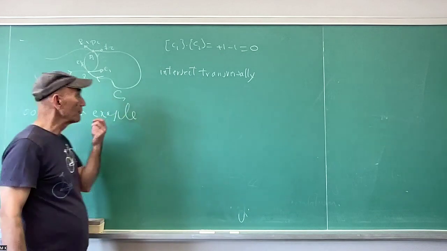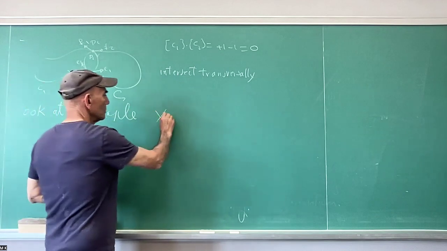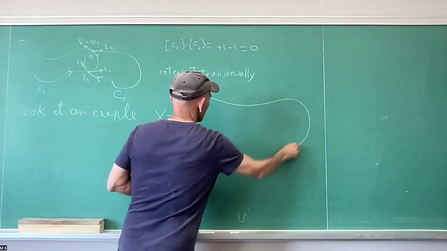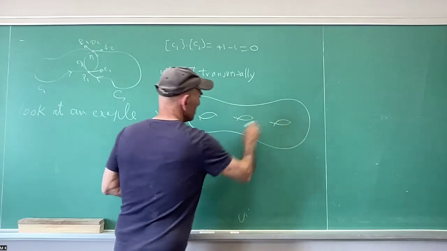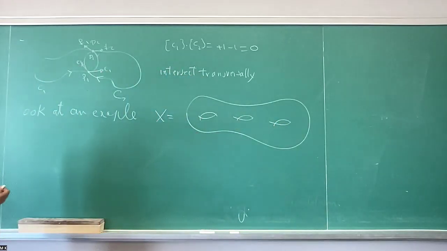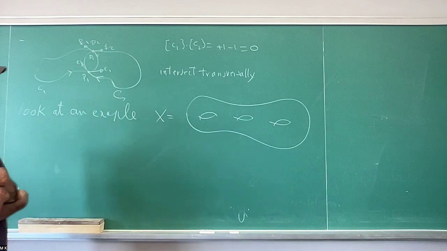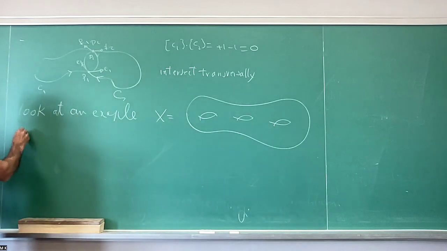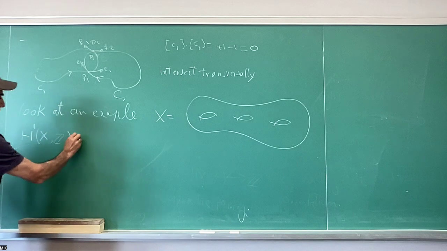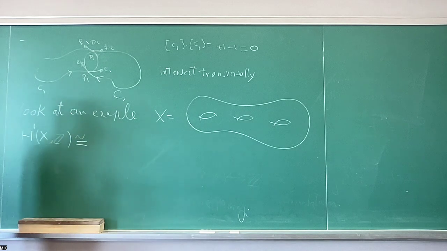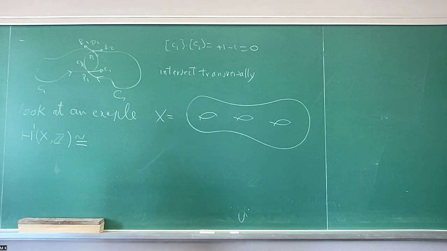Okay, so the example that we want is X equal to this one, right? So we have a surface of genus G, and I want to look at H1 of X and Z. I won't do these calculations, because this is part of algebraic topology, another course, but I told you what it is. Do you remember what I told you?